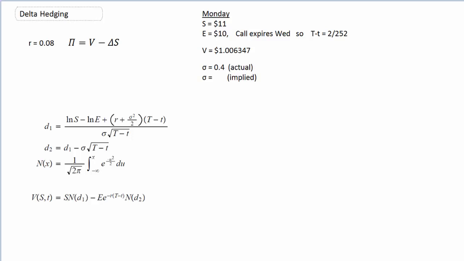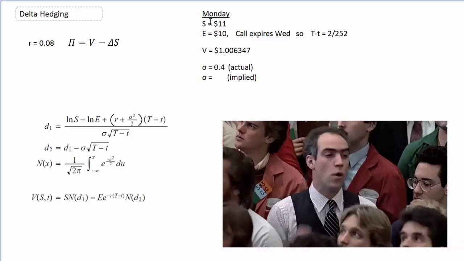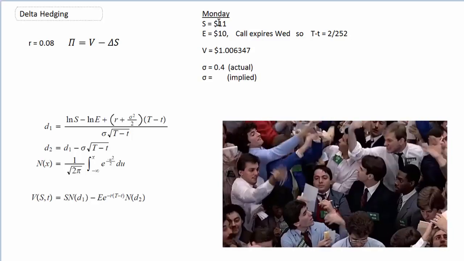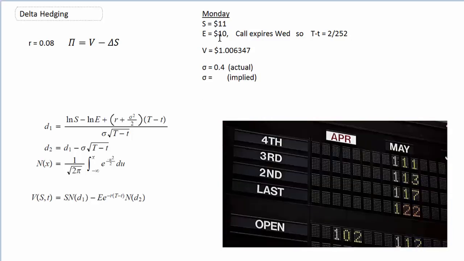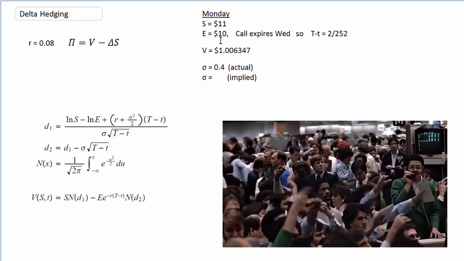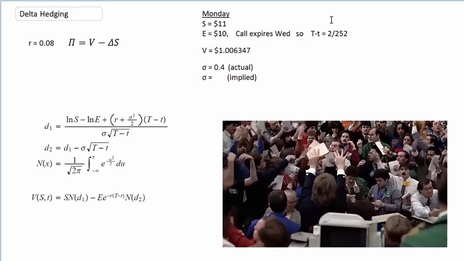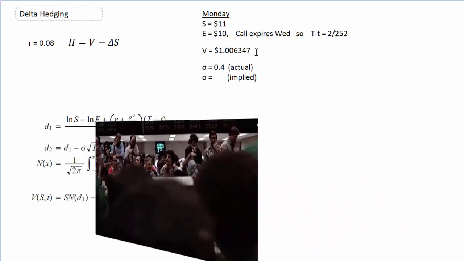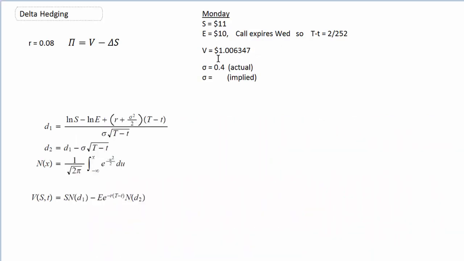Now, let's figure out what the implied volatility is. The implied volatility is the volatility that the market uses in these equations. So both myself and the market agree that the stock is currently selling at $11. The exercise price for the call is $10. The time left is 2 over 252. All of us agree on that. The market has decided that this call option is worth 1.006347 dollars, and the risk-free rate of return is 0.08.